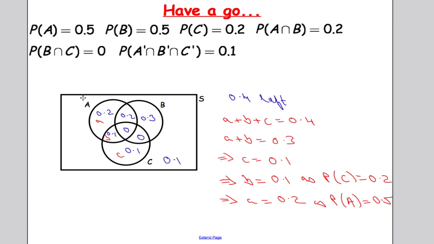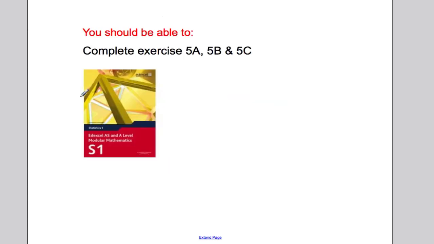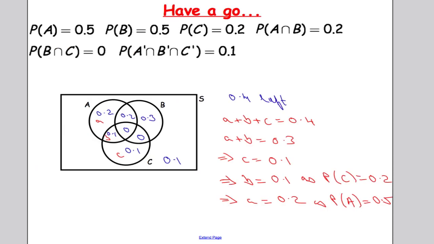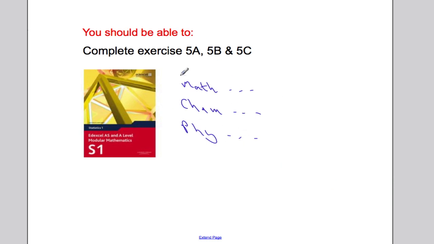Okay, that's it for this video. You should now be able to have a go at exercises 5A, 5B, 5C. Do bear in mind that in these exercises they put the same problems, but they word the problems. So they'll start talking about maths has a probability of whatever, chemistry has a probability of whatever, and physics has a probability of whatever. And you tackle the problems in the exact same way that you tackled this example here. So they're done in the same way. Just formulate the problem and see if you can complete those exercises.